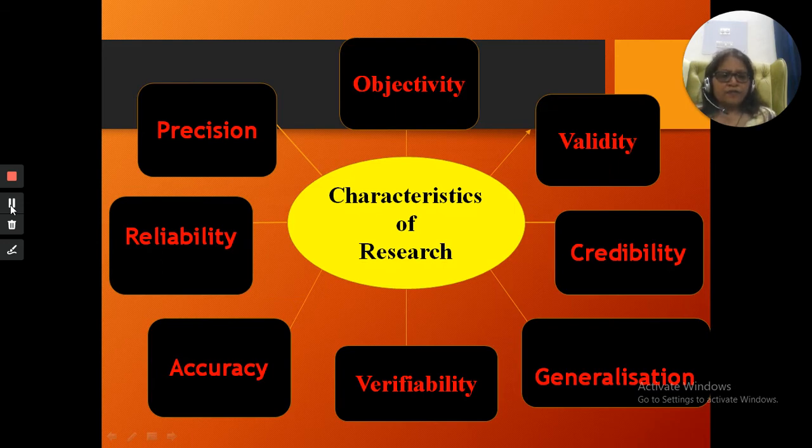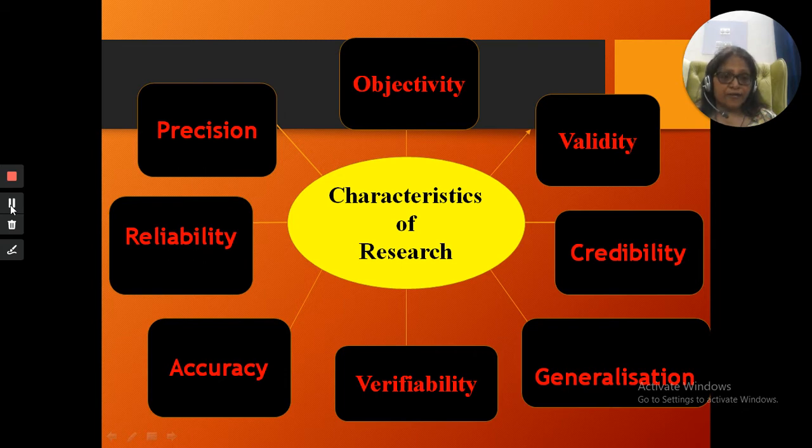Now, when we look at the definitions, we can derive the characteristics of research. The first and foremost characteristic is that it should be objective in nature. It should not be subjective. It should not have biases. The meaning which a research concludes for one researcher, the same meaning it concludes for the other researcher. It should be valid.